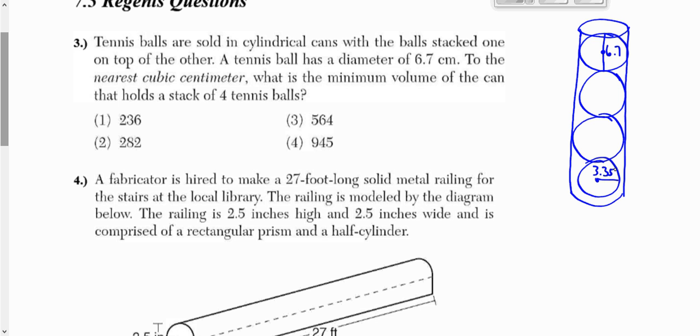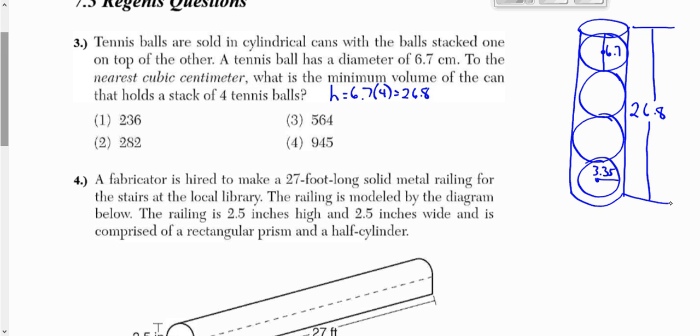Did everybody hear him? You're going to need the height of that cylindrical can, right? How do we find the height of it? Right, so the height is the diameter of each one, and there's 4 of them. And what do you get? 26.8. So we'll just put that 26.8 like that. Now we got a height.